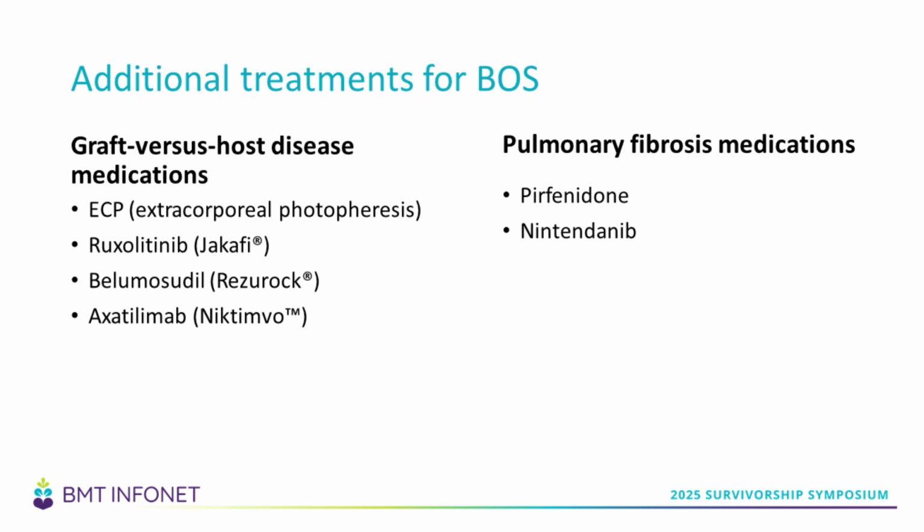There are now additional treatments that we can give for BOS, and that includes the things that we give for GVHD in general. Extracorporeal photopheresis is certainly something that we can use as a steroid-sparing approach, but often not practical for people. The last couple of years, we've been fortunate to have new agents approved, including ruxolitinib or belumosudil that patients probably know as Jakavi or Rezurock. And now we have axatilimab, which is another option.